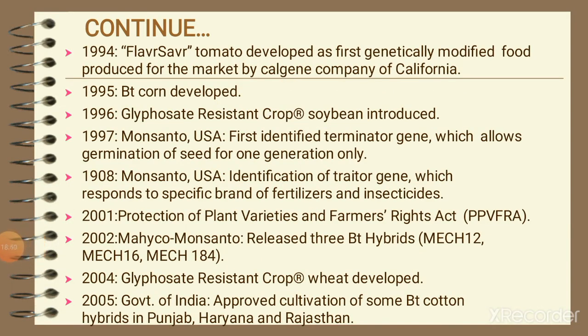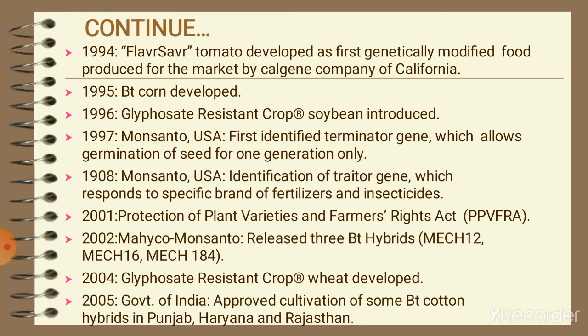In 1994, Flavr Savr tomato was developed as the first genetically modified food produced for the market by Calgene Company of California. In 1995, Bt corn was developed. In 1996, glyphosate resistant soybean was introduced. In 1997, Monsanto from the USA first identified the terminator gene, which allows germination of seed for one generation only.